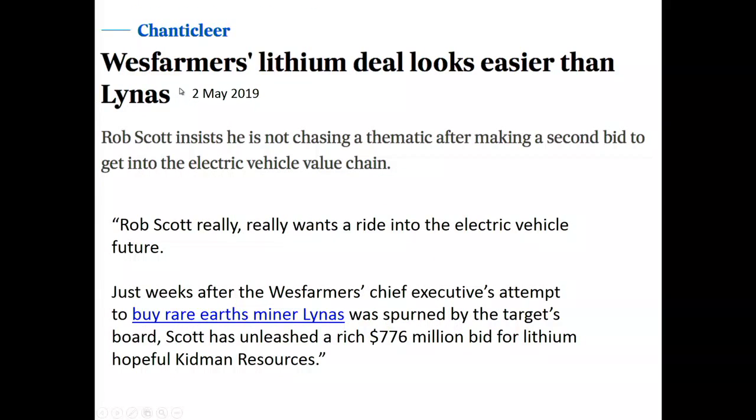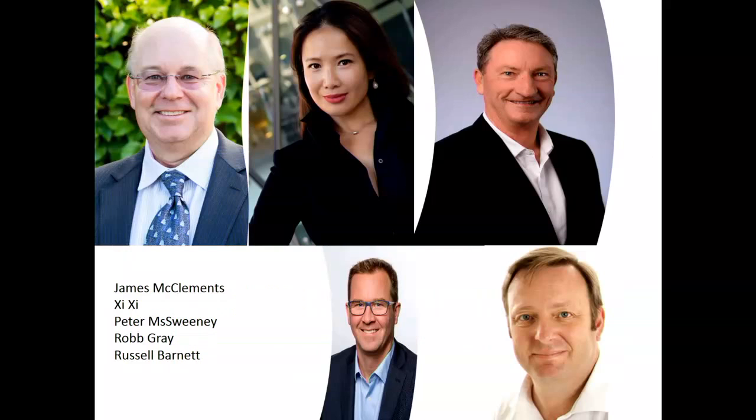The other point that was made by James, and again, I don't think I'm giving too much away, is that his company is not invested in lithium. Although he brought all these people together, so Gigi works in Hong Kong, she's a director of Mineral Resources. Peter McSweeney is the CEO of MSB, a company that's building a $1 billion lithium plant. Rob Gray is a strategist, and Russell Barnett is a consultant. But James, who's the founder of Resource Capital Fund, says his company is not investing in lithium because he thinks it's over.